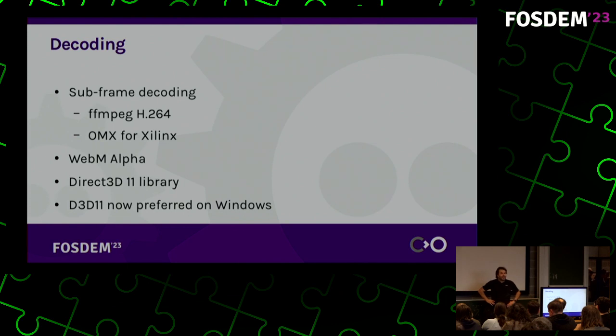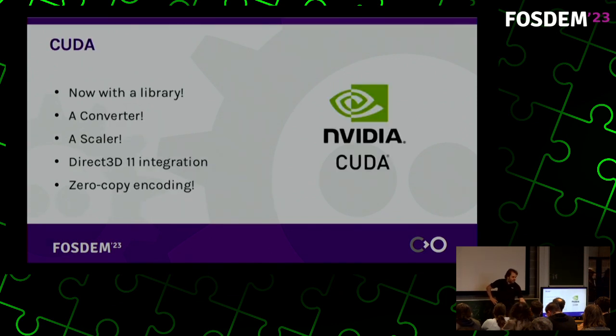We have a DirectX 11 library, so to make it easier to integrate Direct3D 11 applications and GStreamer to do zero copy encoding for example, from a Windows application. And also, speaking of Windows, our Direct3D 11 decoders are now the default, so the recommended choice that will get auto-plugged if you have them. So you get hardware accelerated decoding on Windows that works.